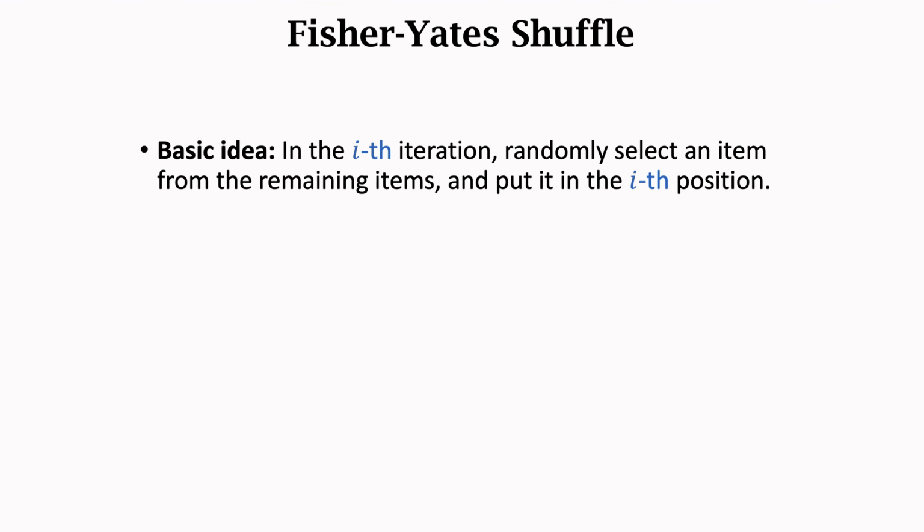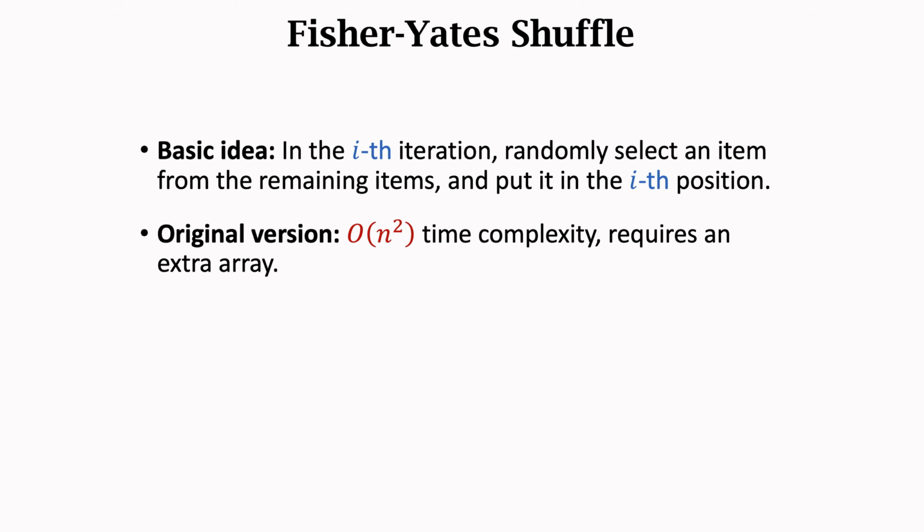I have elaborated on the Fisher-Yates shuffle and its two ways of implementation. Here is the basic idea of the Fisher-Yates shuffle. In the ith iteration, we randomly select an item from the remaining items and move the selected item to the ith position. We have studied two versions of the Fisher-Yates shuffle. The original version uses an extra array. The time complexity is big O of n squared.